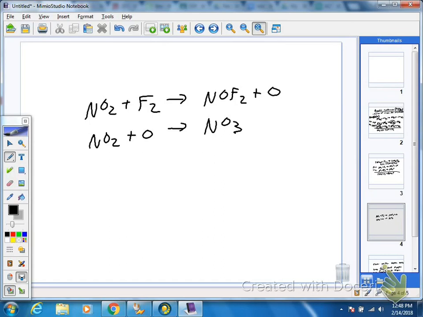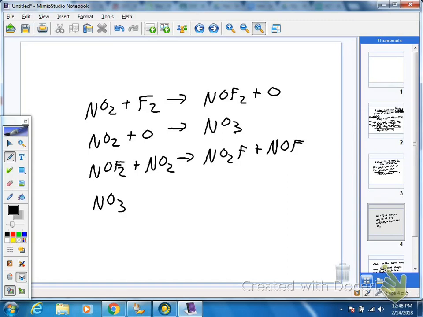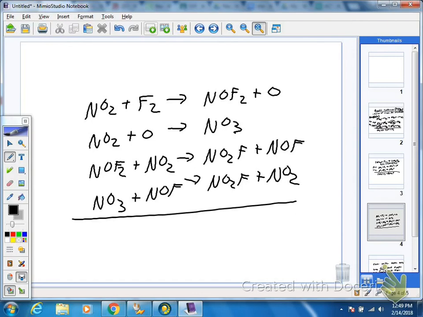And then NOF2, which is produced in the first reaction, will collide with an NO2. When it collides with NO2, we get NO2F and NOF. And then that NO3, produced in the second step, will collide with NOF, which is an intermediate from the third step, to make NO2F plus NO2. So they're saying, hey, we've got four elementary steps. The first one's the slowest, and these are fast. And the question is, does it agree with the overall reaction?